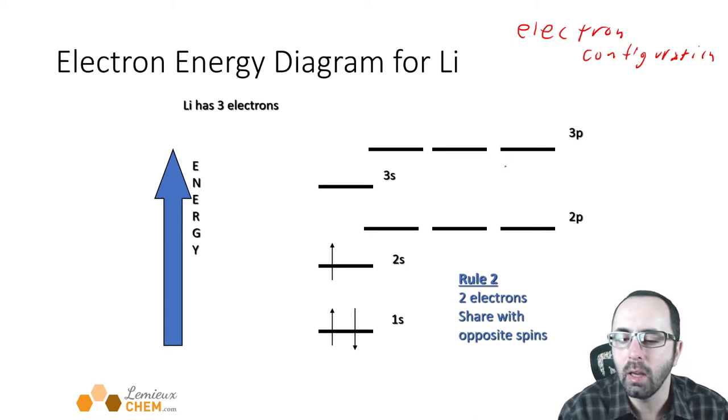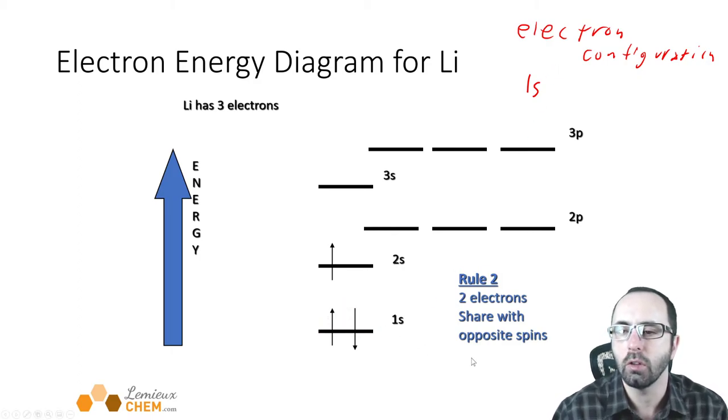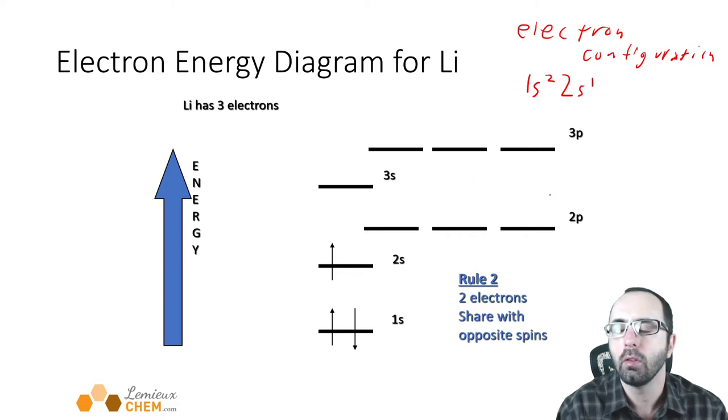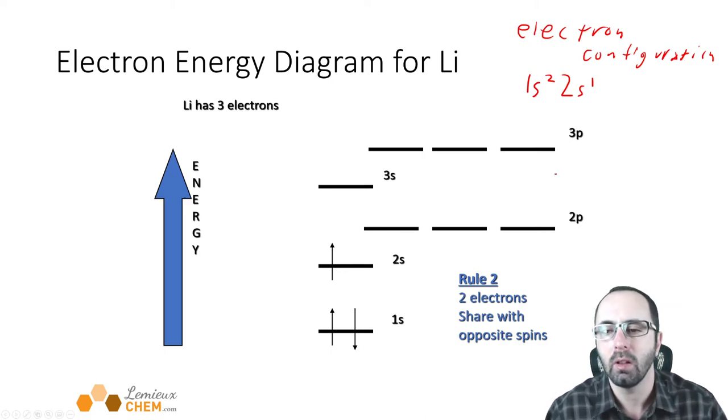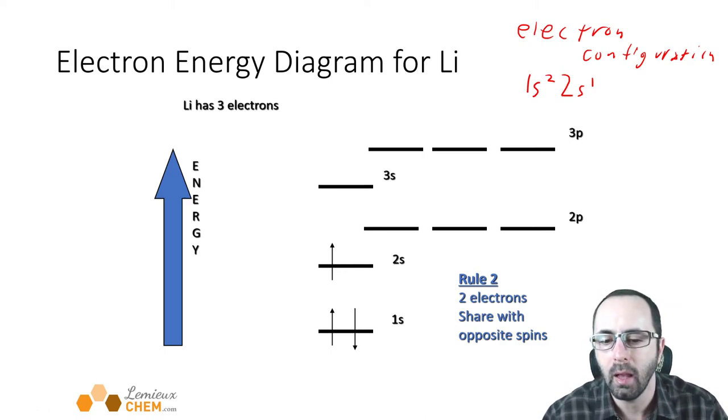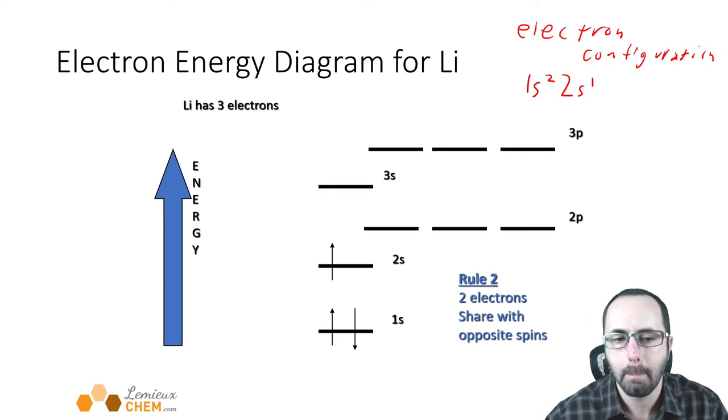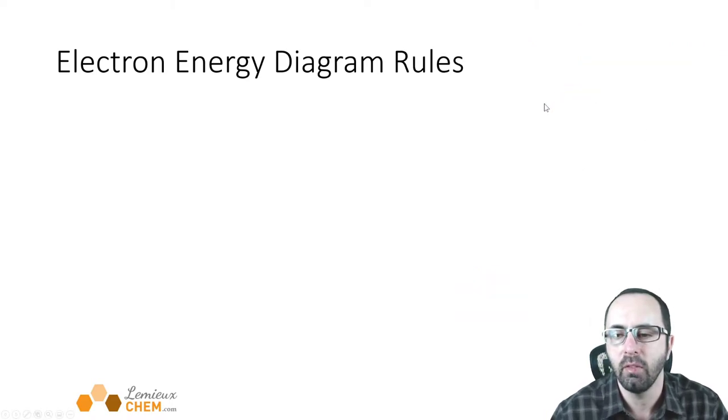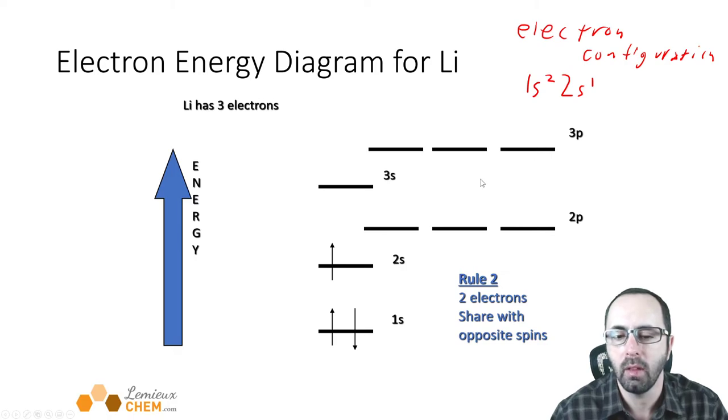And the electron configuration just has you list out the energy level, the orbital, and then how many electrons are in that type of orbital. So there are 2 here. So the electron configuration for lithium would be 1s2, and then we follow it up with the next electron, which is in the 2s orbital, and there's 1. So this is the electron configuration for lithium, 1s2, 2s1. This is a much more convenient way of writing these types of things.